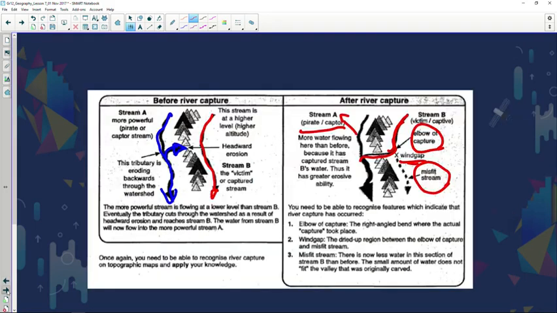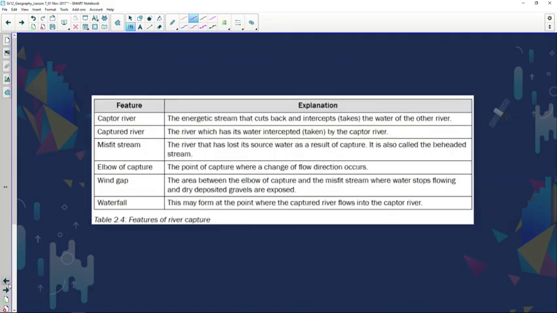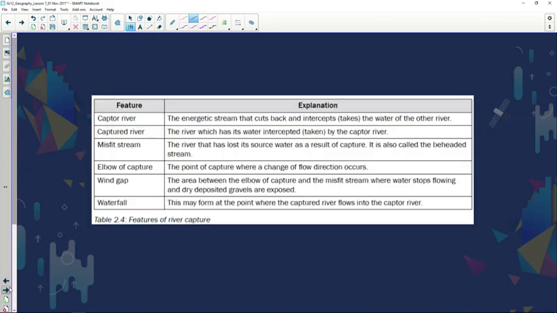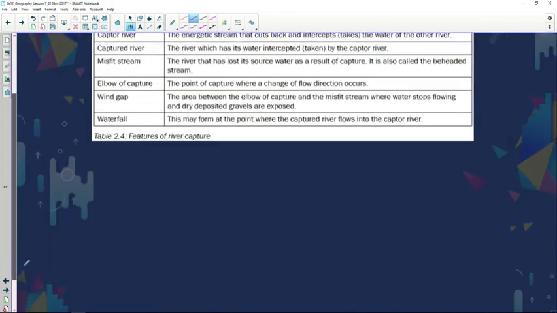Okay. And the elbow of capture, that's where the direction of flow changes, where basically the bend is. The wind gap is where the water stops flowing and it basically dries up. And the waterfall that may form over there, in this area over there. Because we already discussed that stream A might be at a lower altitude than stream B. And a waterfall may develop.